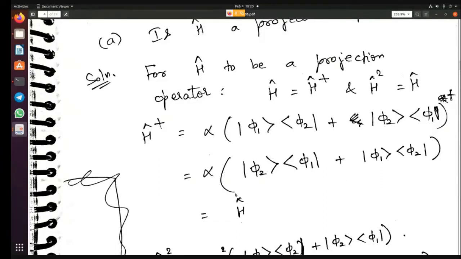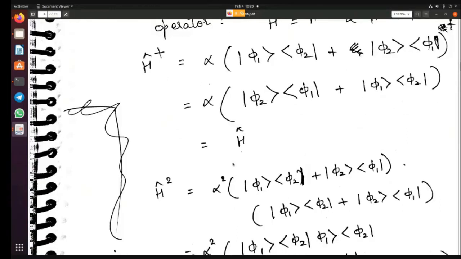So this H dagger is equal to H. So the first condition is satisfied. What is the second condition? The second condition is that H square should give you H. So first you have to find what H square is. You just write this operator twice.